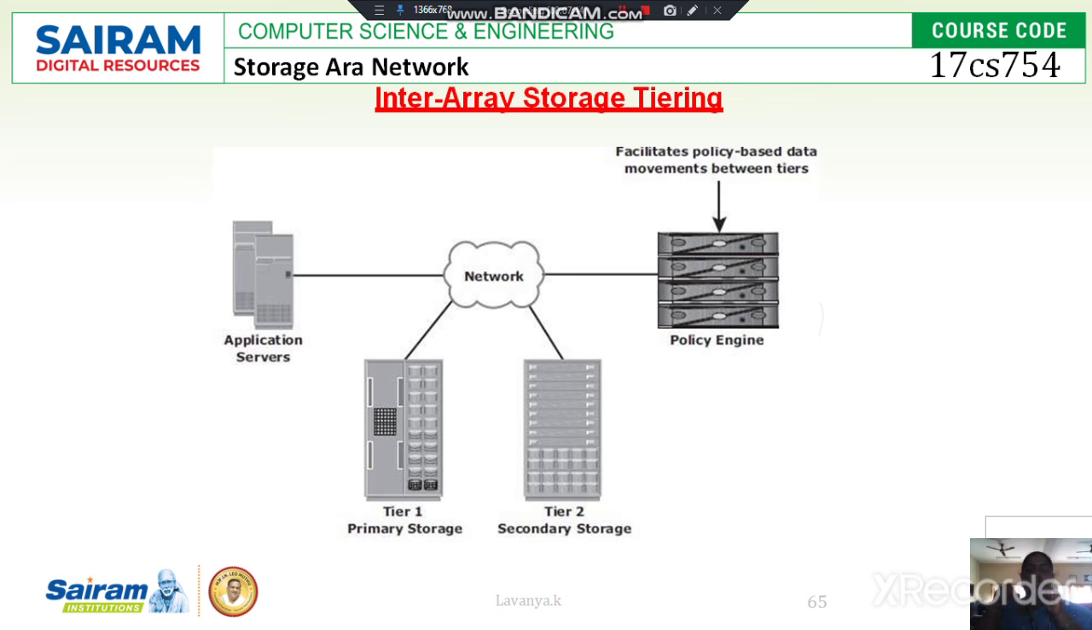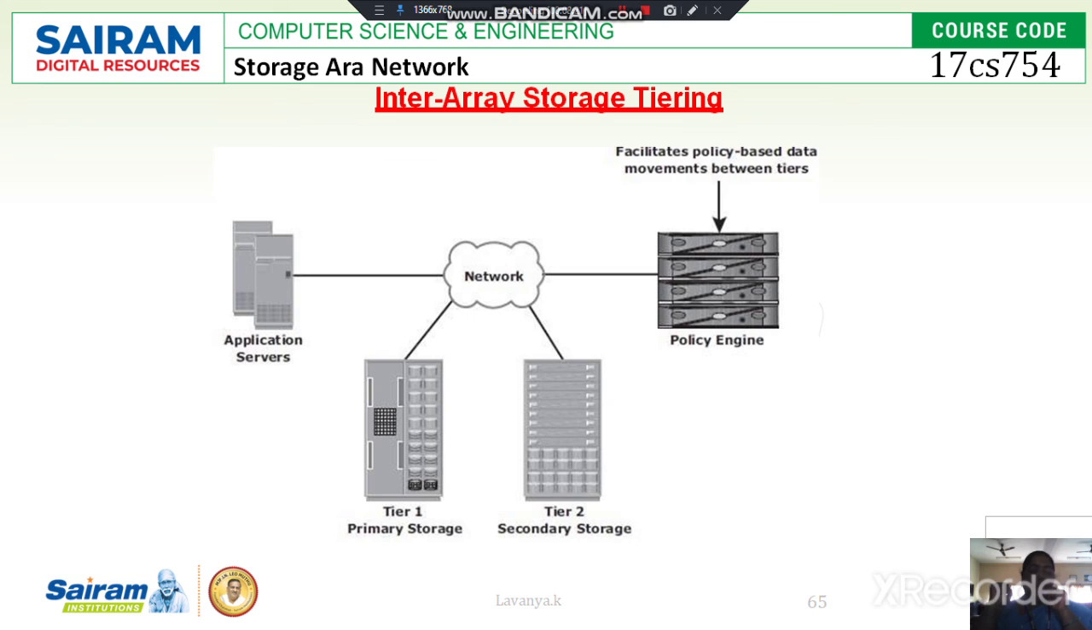The policy engine takes care of the tier 1 data as well as the tier 2 data. The tier 1 data, the primary storage data, whatever the primary data is, is copied to the secondary storage, or tier 2. Here tier 2 works as the backup data, or a backup device. The applications, or a client, are going to fetch, or retrieve, the data from the policy engine.